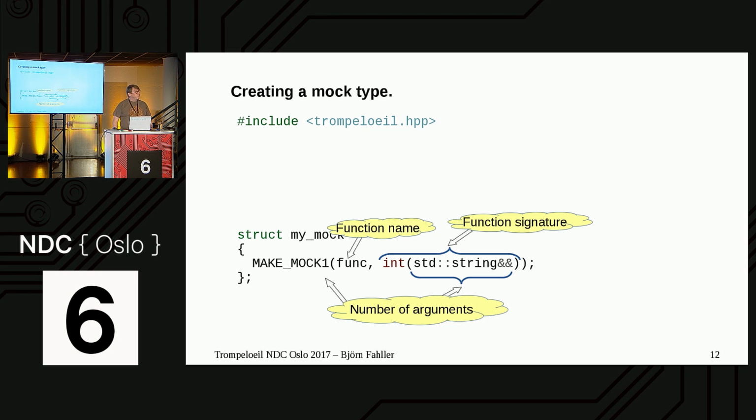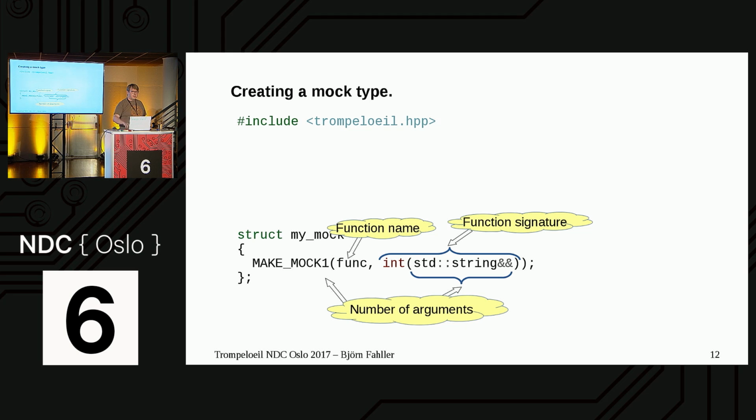Are you familiar with Google Mock, by the way? Some people are nodding. Yeah. This should look quite familiar. It's the same idea. I could have chosen the same macro name, but I elected not to because that could be confusing. So you have MAKE_MOCK, a function name, and a signature. And the 1 in MAKE_MOCK1 is because the number of arguments to this function is 1.